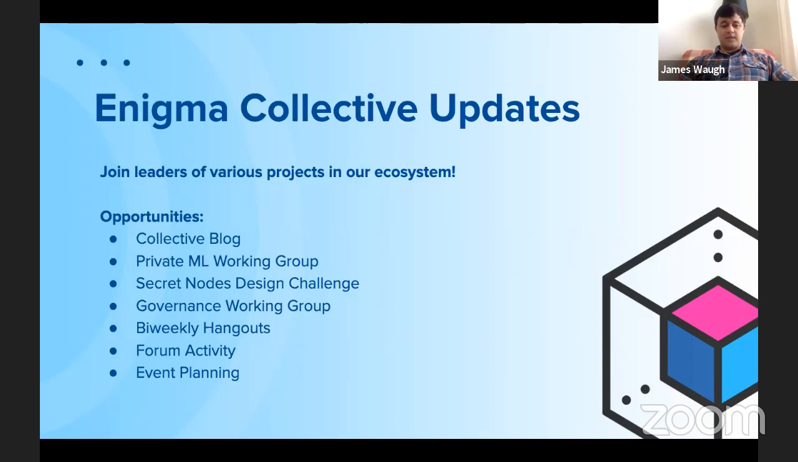One thing I'm leading is the governance working group, which is a predecessor to the Secret DAO, I think, and we're exploring other projects and how they govern, maintain their shared resources, and that could inform the eventual Secret DAO, following ETHDenver.